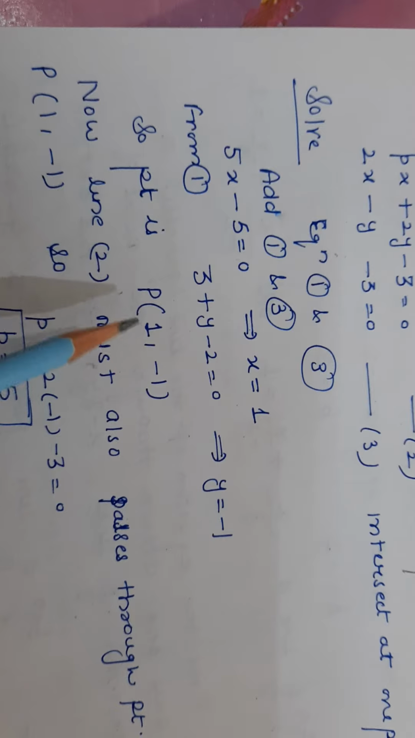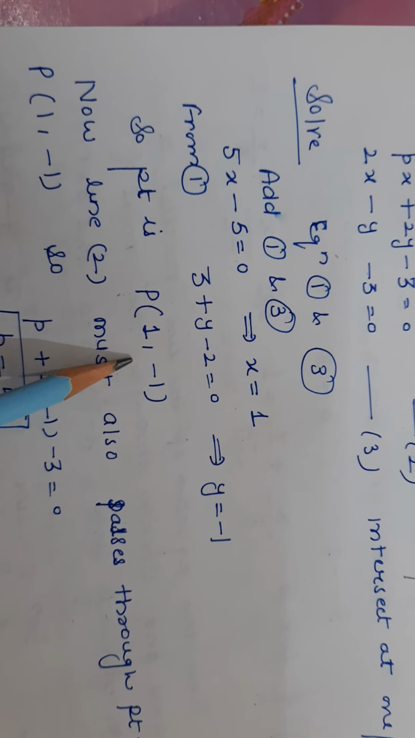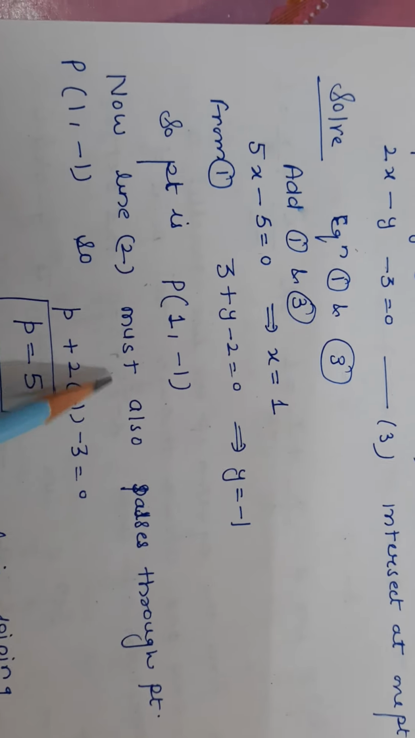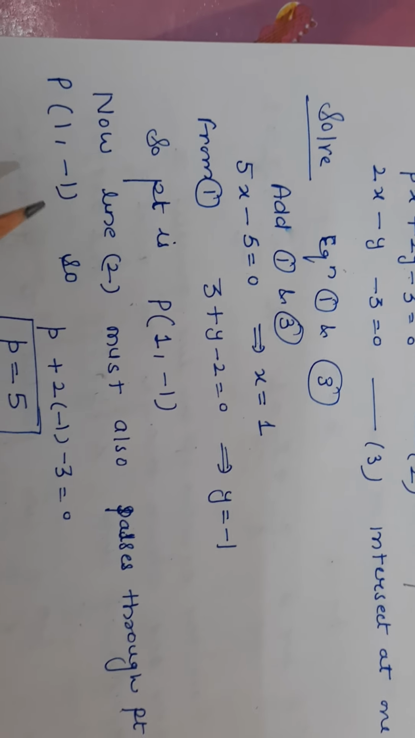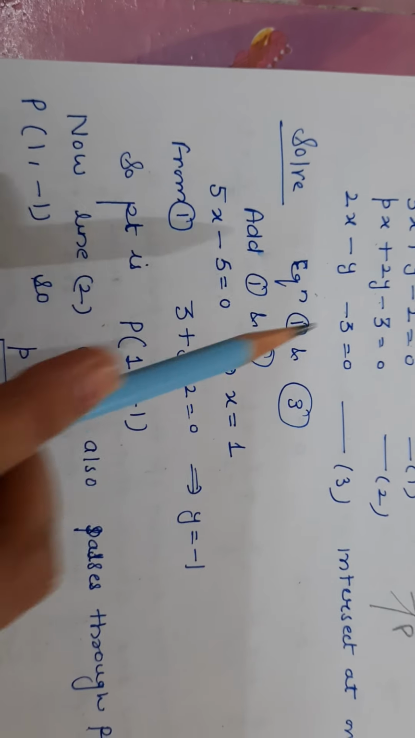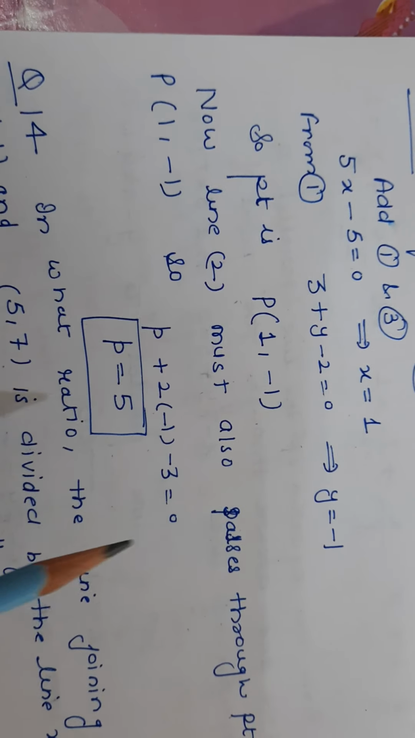That means the point of intersection, let this be P, is (1, -1). So the second line is also passing through this same point. So that means this point will satisfy its equation. So put x equal to 1 here, y equal to -1. So from here p is 5.